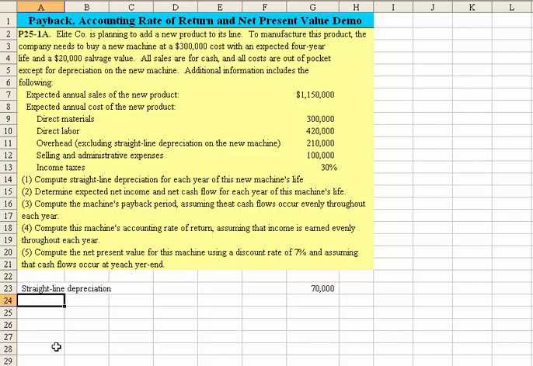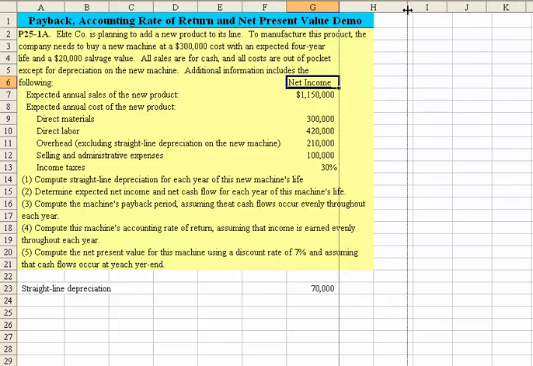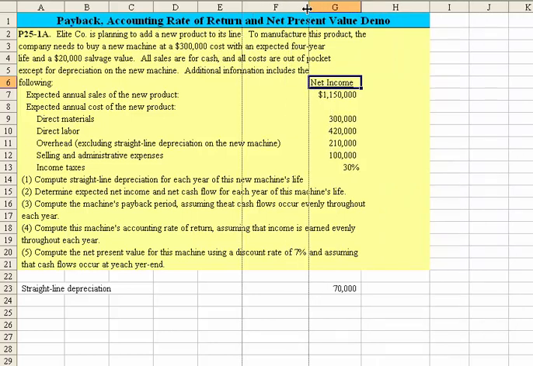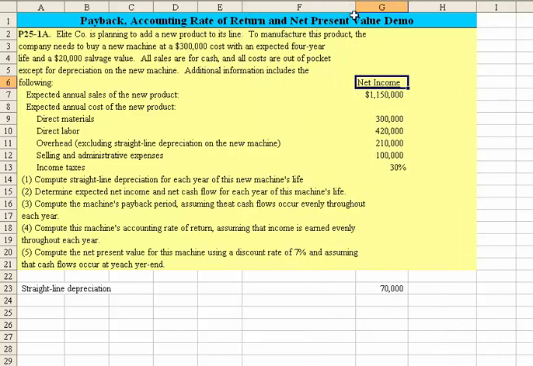Now we need to determine in part 2 the expected net income and net cash flow for each year of the machine's life. Okay, I'm going to make a couple changes. Let's call this net income right here. Why don't we just underline that? And why don't I widen this a little bit? You know what, we'll move this over so that the numbers appear where we want it to appear. And we'll call this net cash flow.